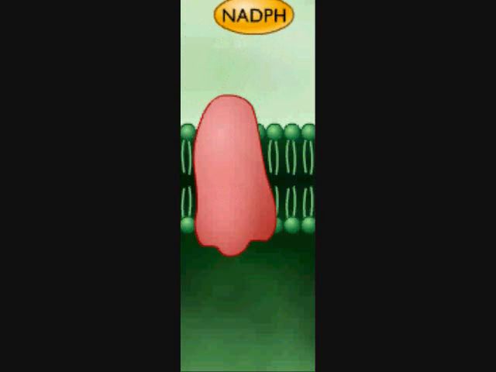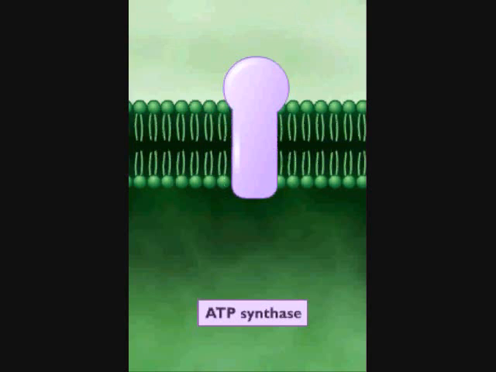The excess H+ ions in the thylakoid compartment flow through the enzyme ATP synthase. This allows the synthesis of a phosphate to ADP to produce ATP, releasing a hydrogen ion to the stroma. The ATP and NADPH are then sent to the stroma to be used in the light-independent reactions.